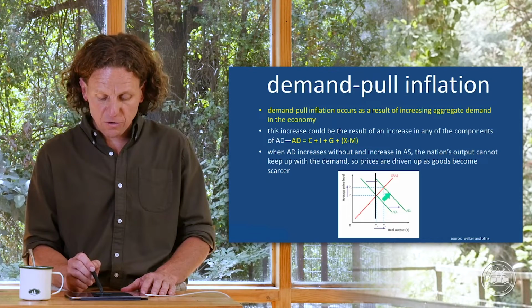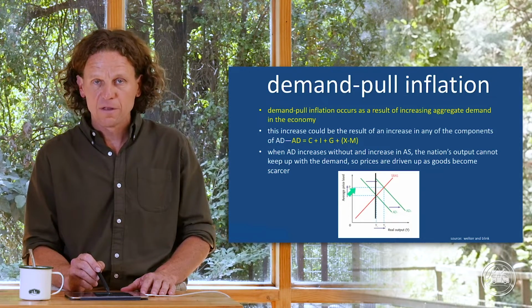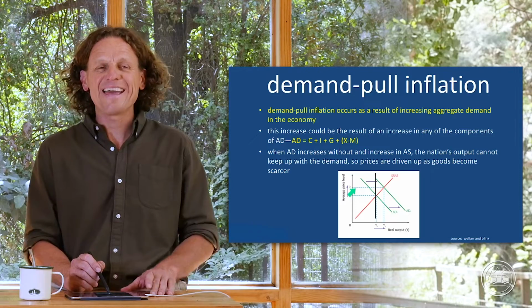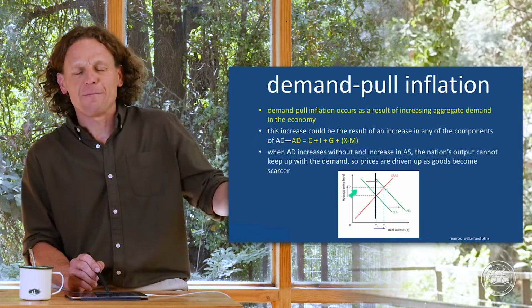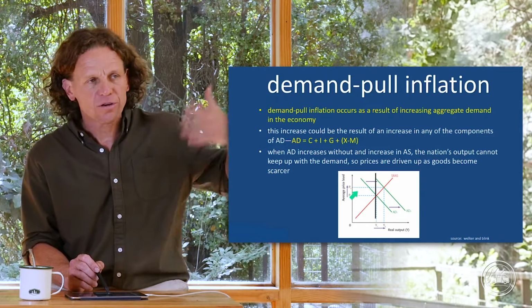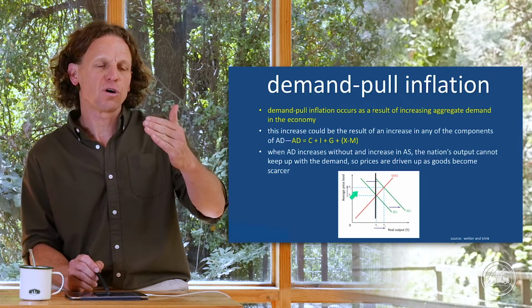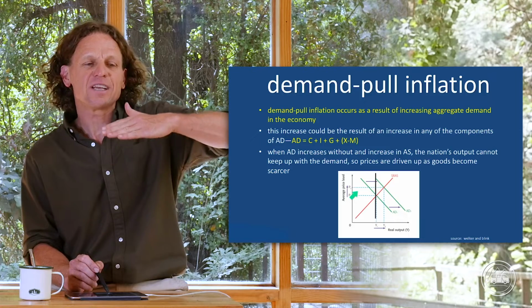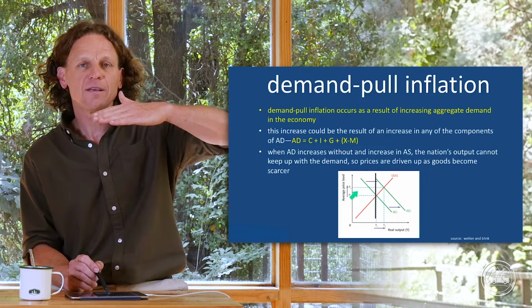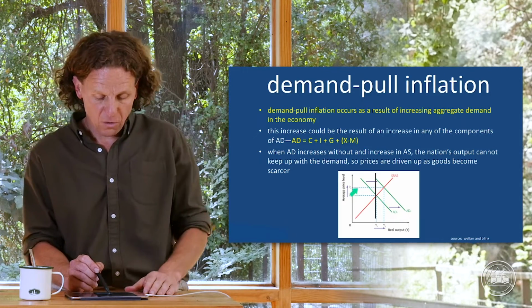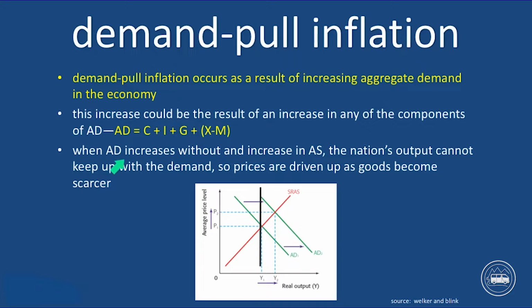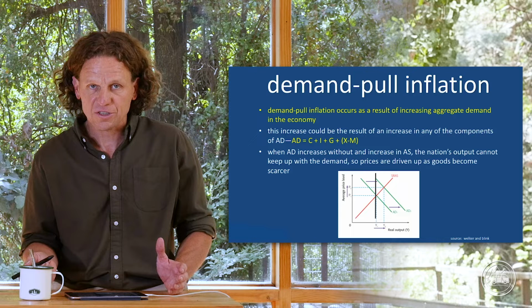As a result, you're going to have an upward movement of the price level, because if anything is demanded more, this goes back to the basic microeconomic concepts you learned in your last course. If anything is demanded more, the price level will go up. So if there's increased aggregate demand in the entire economy, then average price levels are going to go up. When aggregate demand increases without an increase in aggregate supply, the nation's output cannot keep up with the demand, so the prices are driven up and become scarcer.